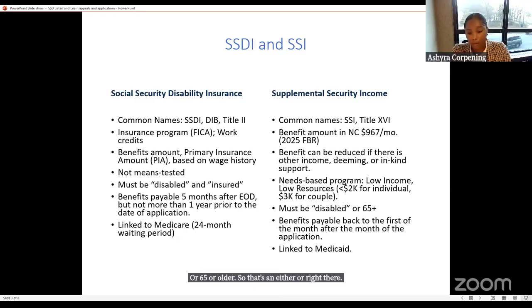Benefits, if you're approved, are payable back to the first of the month after the month of the application. And SSI is linked with Medicaid. So if you receive SSI, you're eligible for Medicaid.